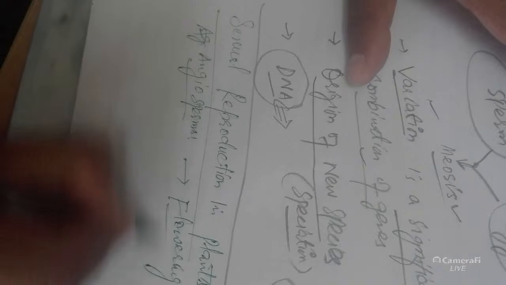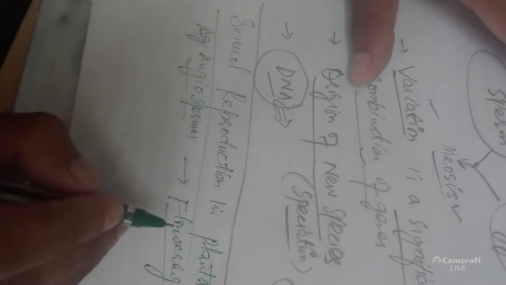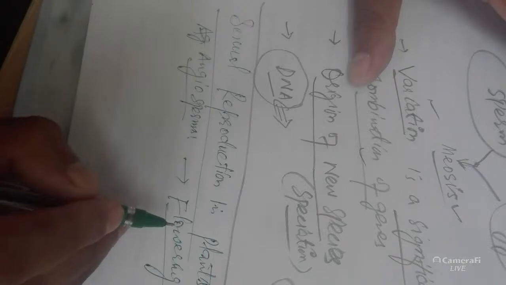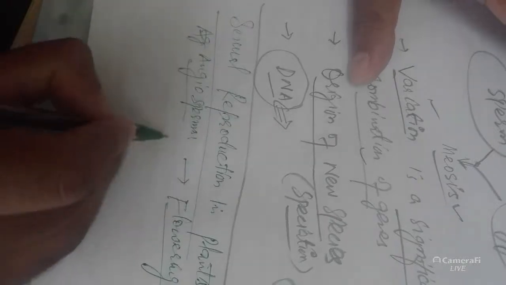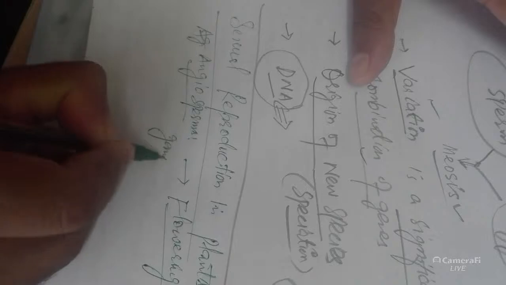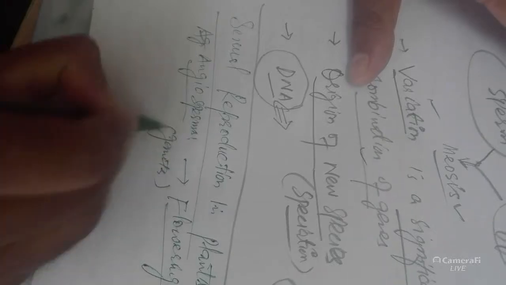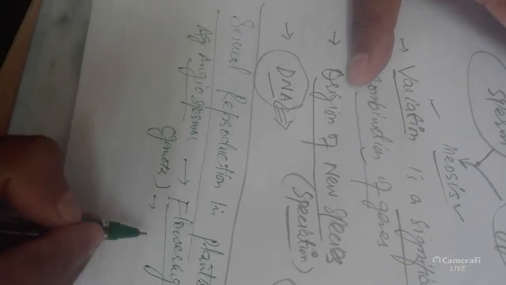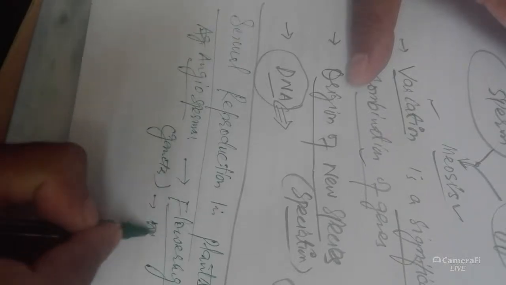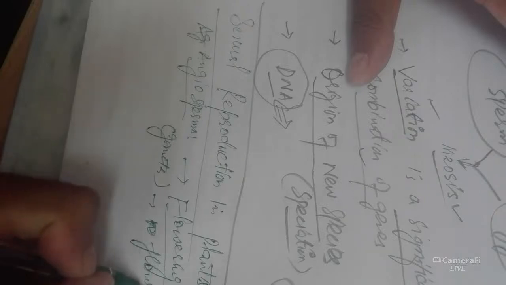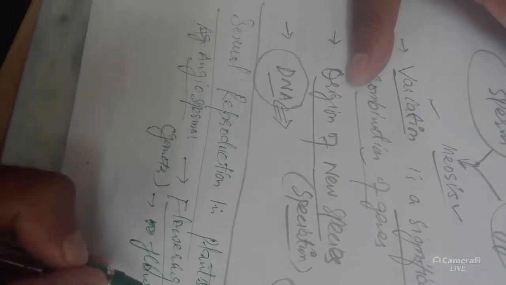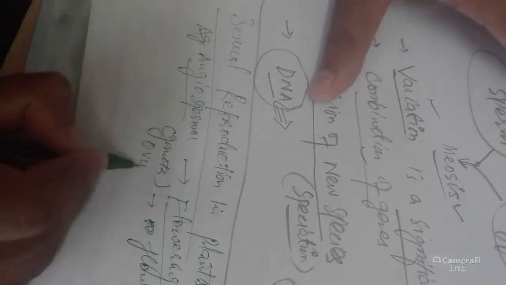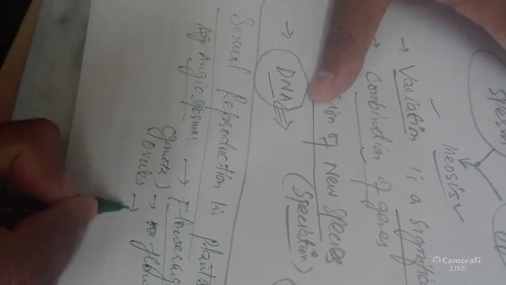These flowering plants are also called angiosperms. Here, what happens? The gametes, that is the male and female gametes we are talking about, are produced within the flower, and one important thing is the ovules in them. They are enclosed in a carpel.